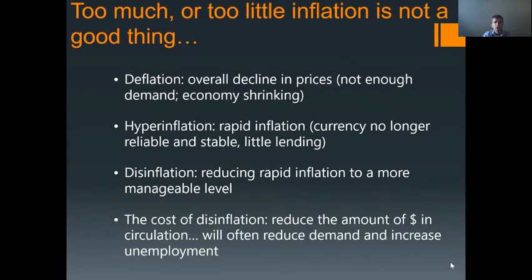Now, too much or too little inflation is not a good thing. So when you have deflation, this is not good. This is an overall decline in prices, which essentially says there's not enough demand going on and the economy is shrinking. And it means that people are going to hold on to their money because it's getting worth more and more. So if your dollar is worth more, you're going to hold on to it. If your dollar is worth less, you're going to be more inclined to spend it.